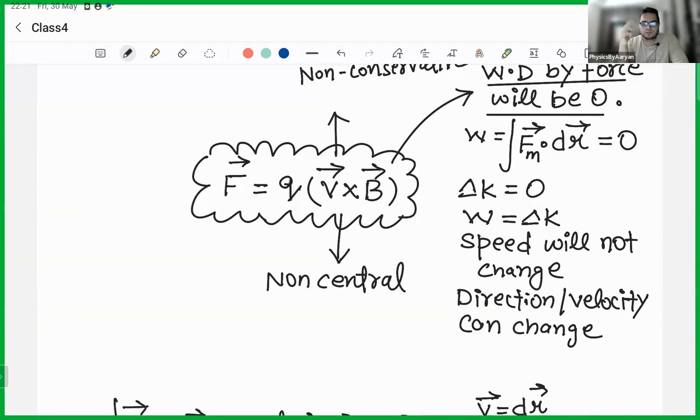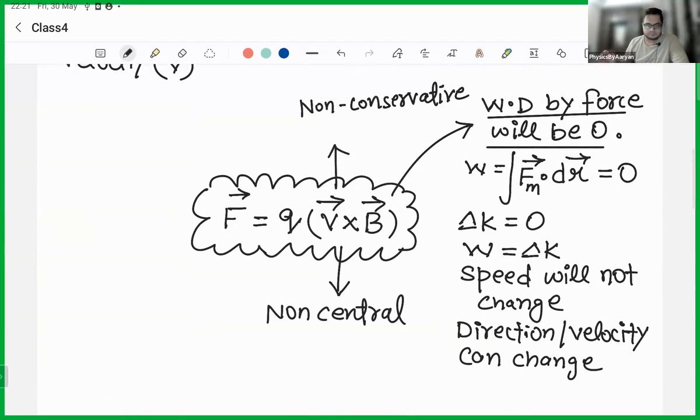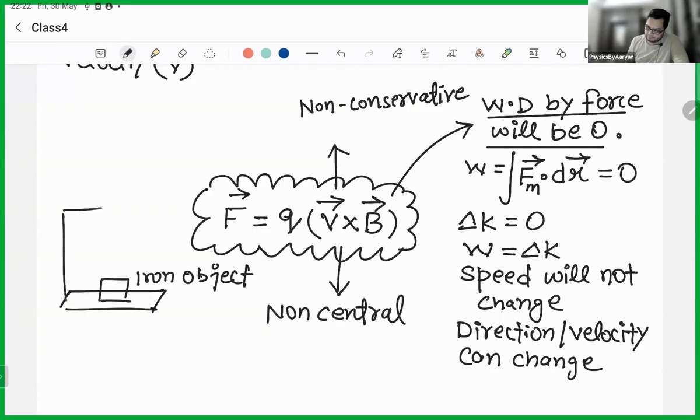Okay. Now, there is an interview question based on property number 1. Everyone agreed with me on property number 1, that work done by the magnetic force is 0. Okay, I have a very simple question. This is land and this is some iron body, iron object. Okay. And then you have a crane, right?